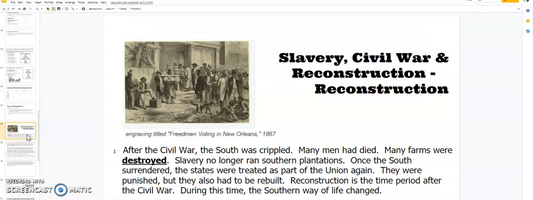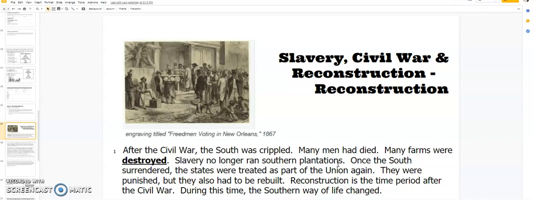All right, sorry for all the switching there, guys. All right, Slavery, Civil War, and Reconstruction. Here, our picture text feature, and we have a caption. Now remember, a caption describes what's going on in a picture. So this is an engraving titled Freedmen Voting in New Orleans, 1867. Pay special attention to the text features throughout because we will see some bolded and underlined words. This means that they are keywords and they are important.